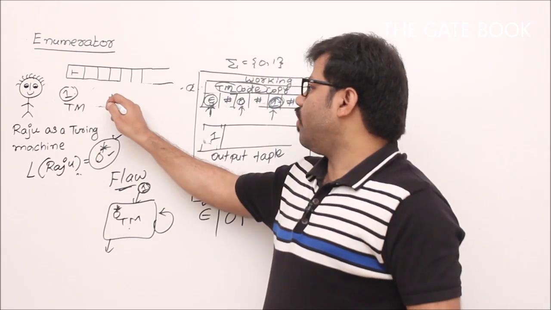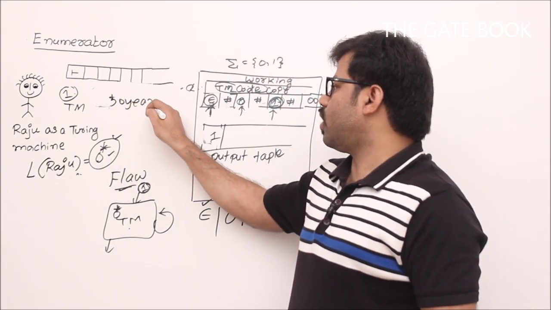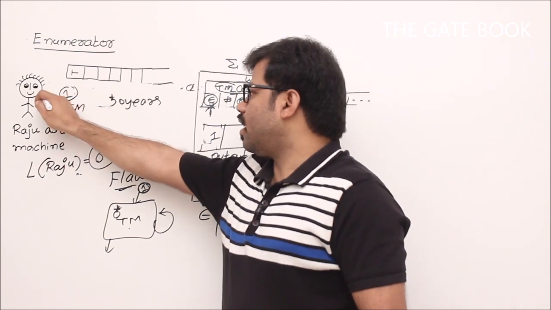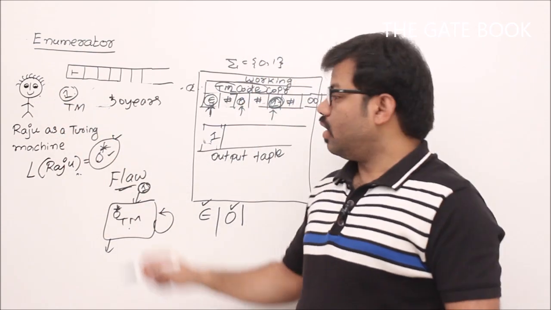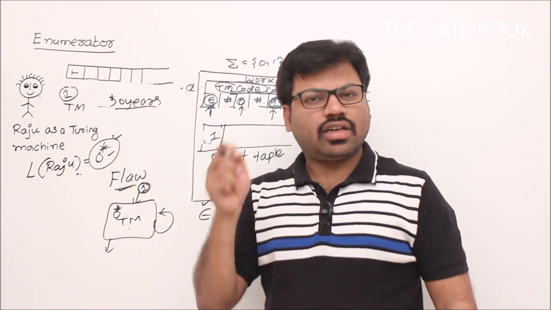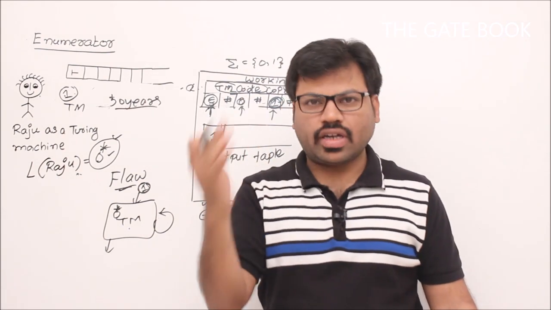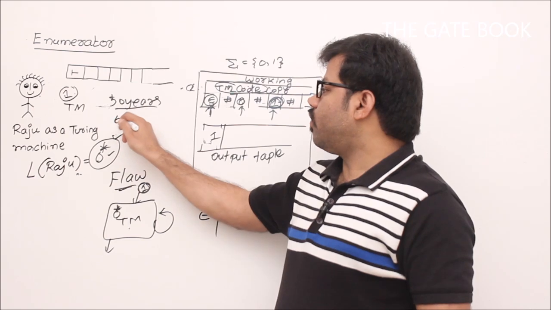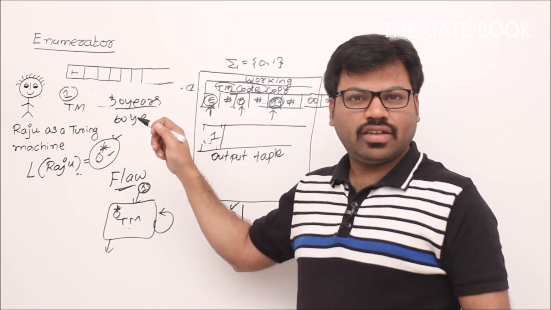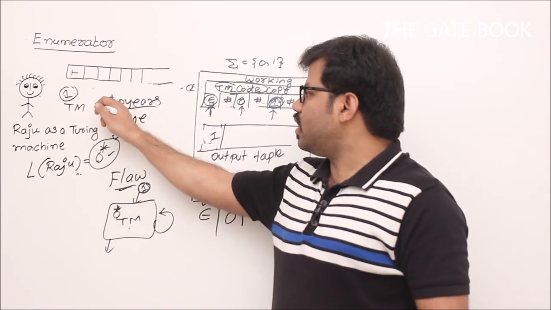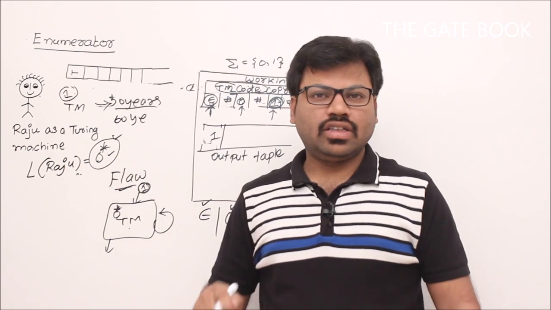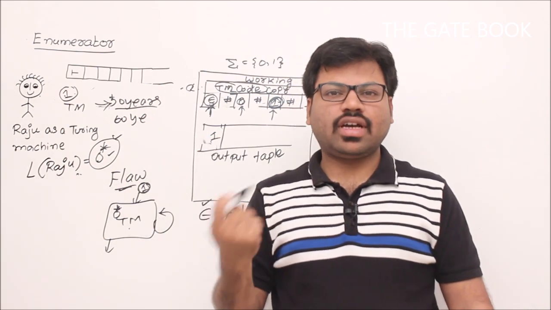Sir, I do one thing. I wait for 50 years on some input. I ask Raju, my dear Raju, do you accept or not? Then after 50 years, if Raju is still in a loop, I declare it an infinite loop. You are wrong again. Maybe after 60 years he may halt. Who knows? Can you say after 50 years that Raju accepted or rejected something?